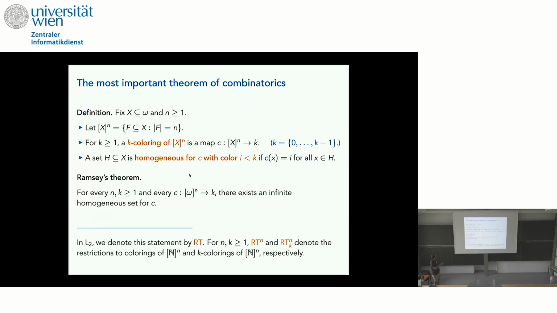All right, so when we formalize this in L2, in the language of second order theory, the full statement is RT, and then we can do some restrictions. So RT^n will just say for every k, every coloring of omega to the n with k colors has an infinite homogeneous set. RT^n_k will do it for just k-colorings of n-tuples. And there's an important difference there, of course, that if we quantify the k or we quantify the n, then potentially these can be non-standard. And we'll see an example of why that matters.